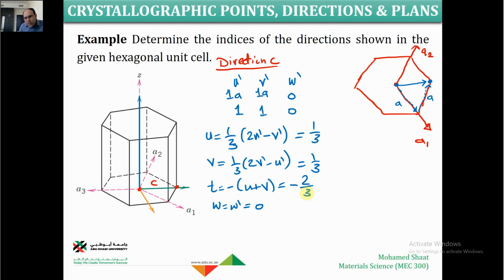Then you have to multiply times 3 to get rid of the denominator, so this gives us the direction as 1, 1, negative 2, and 0. So this gives us the crystallographic direction for this vector C.